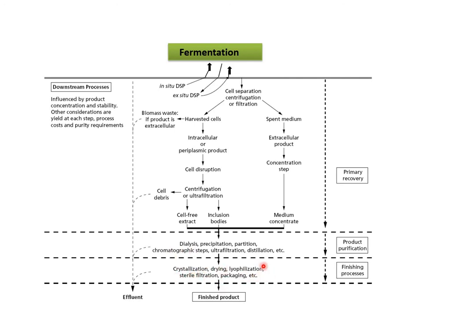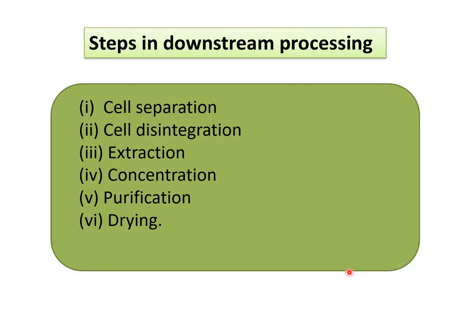So this is a part of the packaging. After the concentration and purification, it is packaged, and then finally we are going to have a finished product. As I told, I will just brief the downstream process. It is divided into three parts: one is the primary recovery, then the product purification, then the finishing processes. So this is the brief explanation about the downstream process.